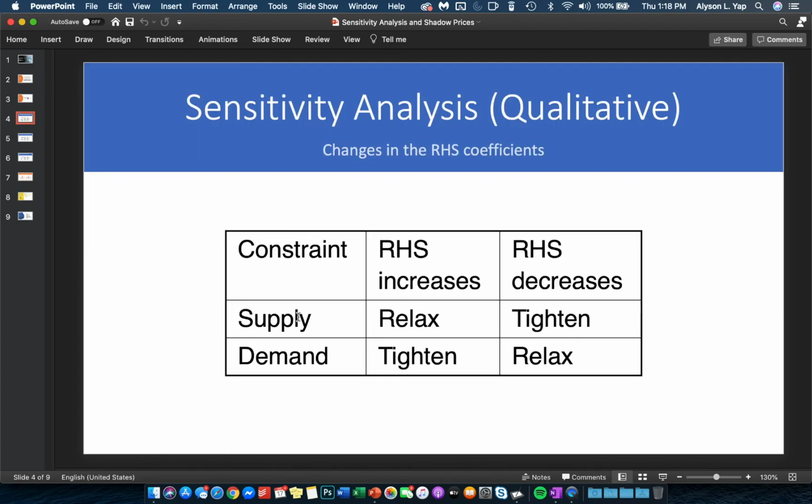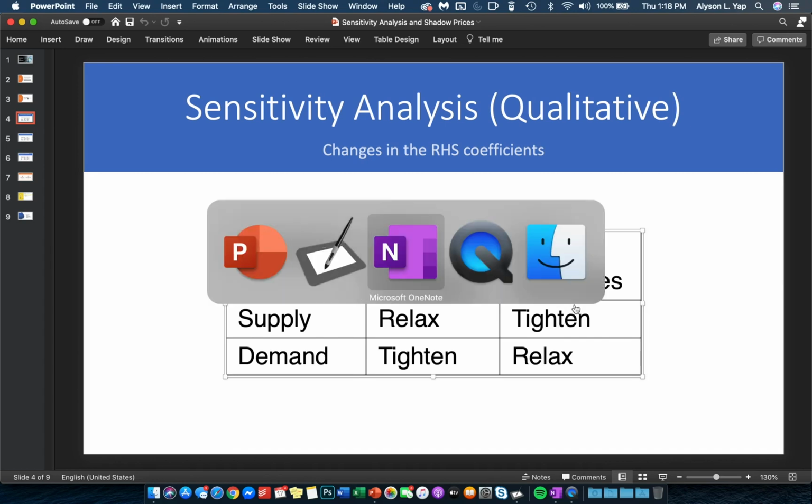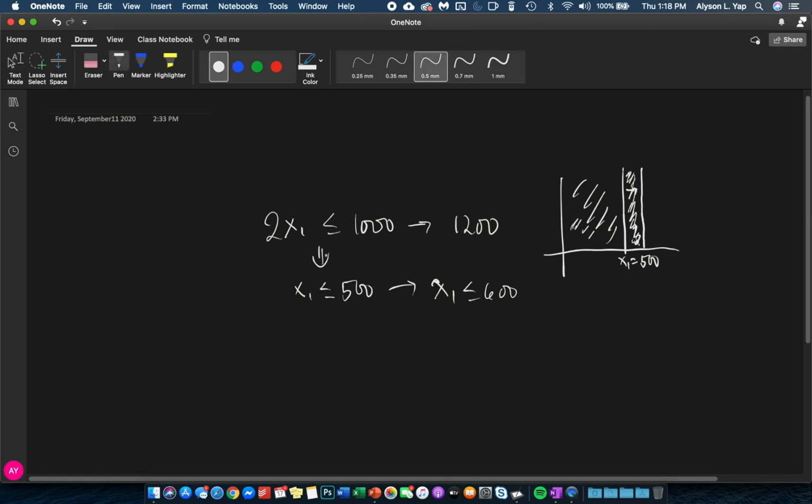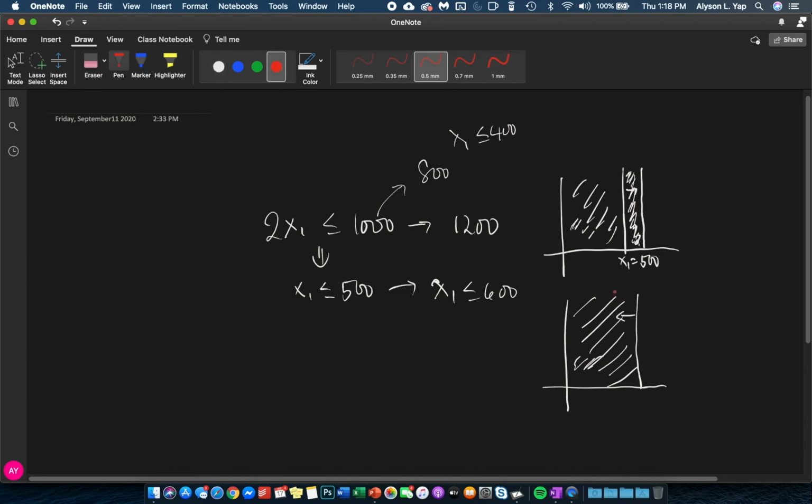And conversely, if your constraint is a supply constraint and your right hand side decreases, obviously it will be a tightening process, because in this case, you are reducing your feasible region. So as you can see, if this is your 2x1 less than or equal to 1000, and let's say you decrease this to 800, then that becomes an x1 less than or equal to 400. So originally your shaded area is here, okay? But because you decreased the right hand side to 800, therefore this line shifts to the left, and let me use red. This line shifts to this line where x1 is equal to 400.